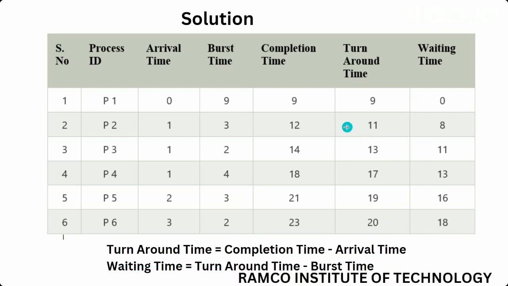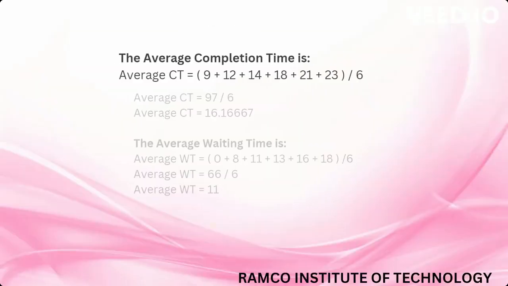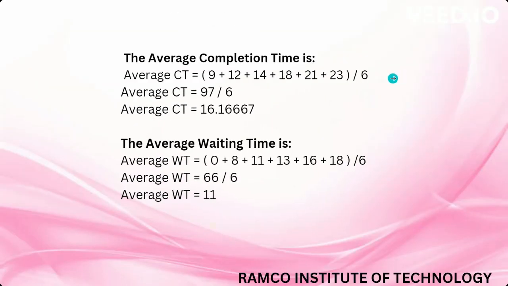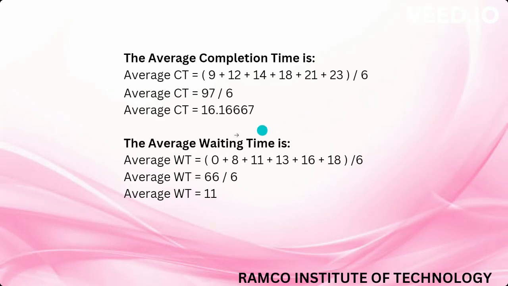From this table, we can calculate the average completion time, average turnaround time, and average waiting time of the given example. Here, this is the average completion time. The average completion time is 16.16667, which is the total completion time of all the processes divided by the number of processes. Since we have 6 processes in the table, it is divided by 6.